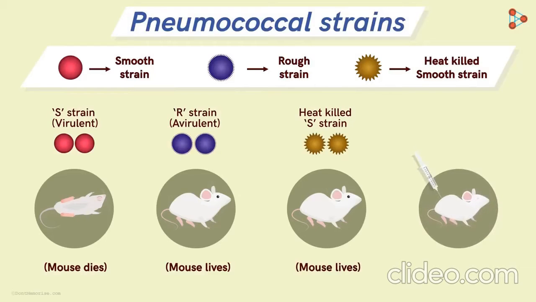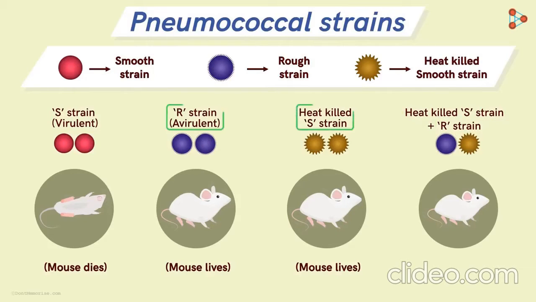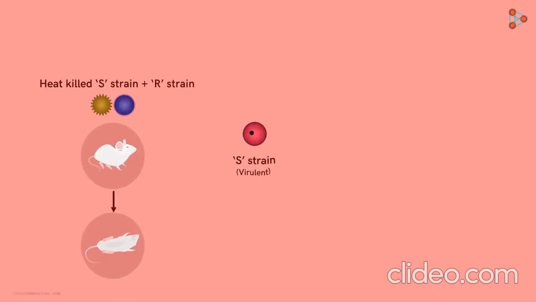Now comes the last part. This time Griffith injected a mouse with a mixture of both R strain and heat killed S strain. That's right, a mixture of R strain and heat killed S strain. Now what do you think could have happened? Most of us would expect the mouse to survive because both are individually ineffective, or avirulent. However, to his astonishment, the mouse did not survive. How did this happen, and what do you think Griffith concluded?